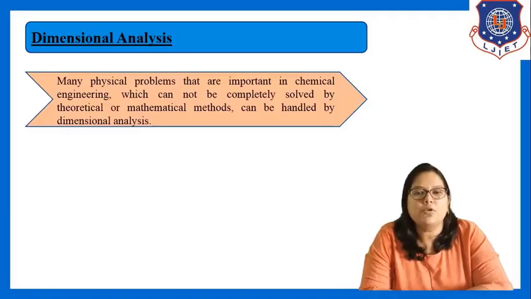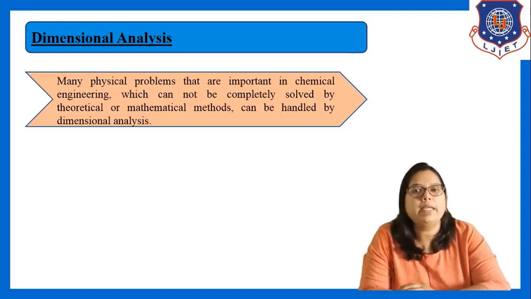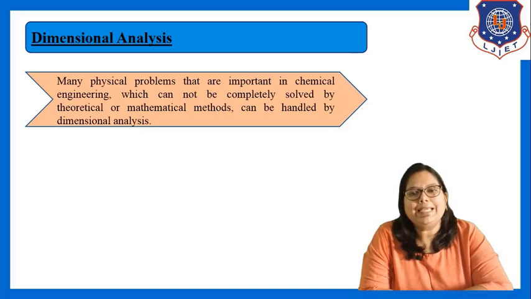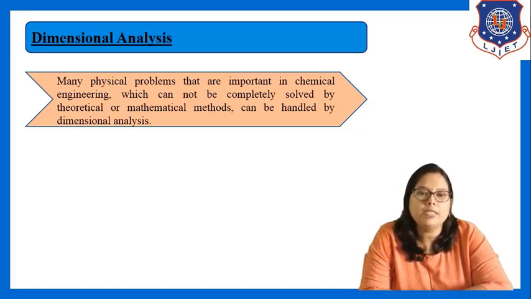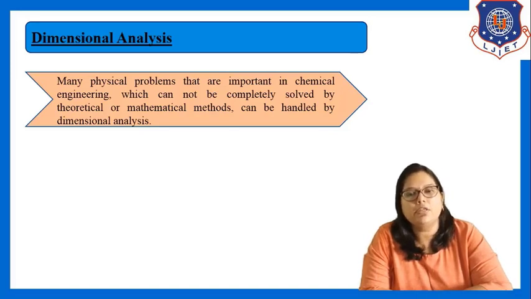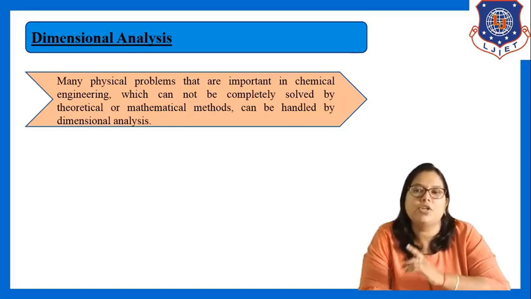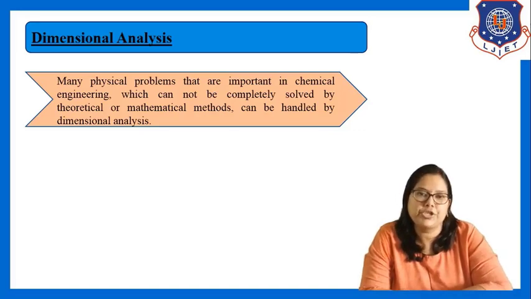Many physical problems that are important in chemical engineering, which cannot be completely solved by theoretical or mathematical methods, can be handled by dimensional analysis. That means in many problems of chemical engineering, it is very difficult to solve the problem by theoretical or mathematical methods. But at the same time, those problems can be easily solved by using dimensional analysis.